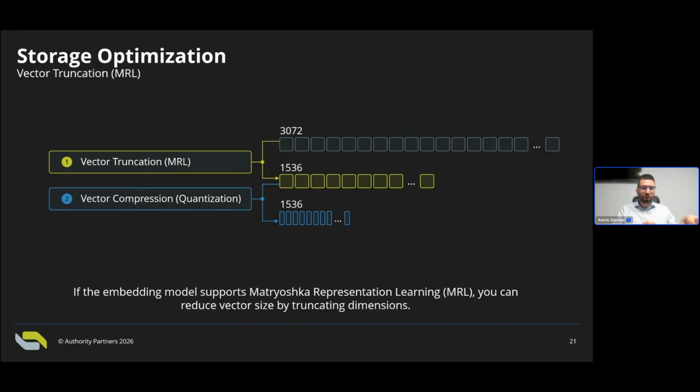Matryoshka representation learning makes this kind of safe because the model is trained to produce embeddings where early dimensions actually carry the most important semantic information, which means that we can then cut off some part and still keep the most important information. Now, obviously, both of these optimization techniques result in some information loss, as I just mentioned, even quantization, truncation as well.